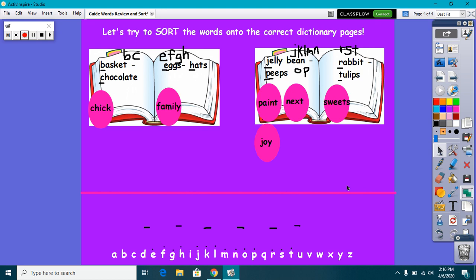All right, we've sorted all of our words. You guys have gotten a chance to look at some guide words and think about ABC order and how we use ABC order to find words in the dictionary. I know that this is tough, but it is going to be very important in 3rd grade, so it's a good idea to start practicing now.